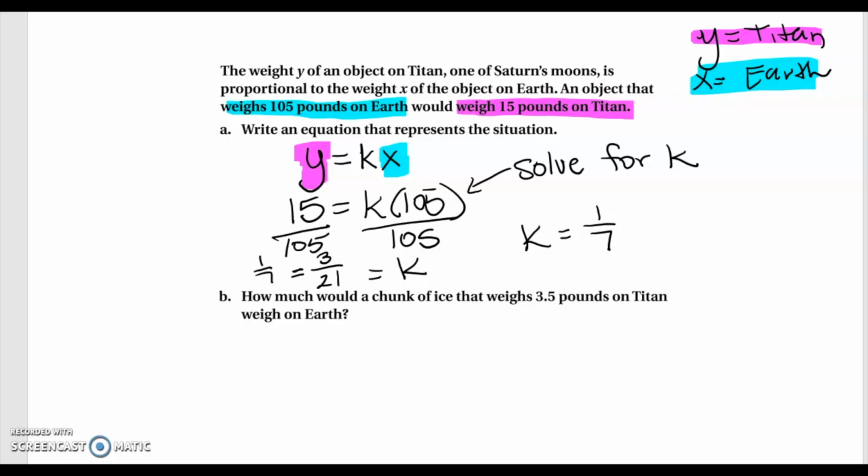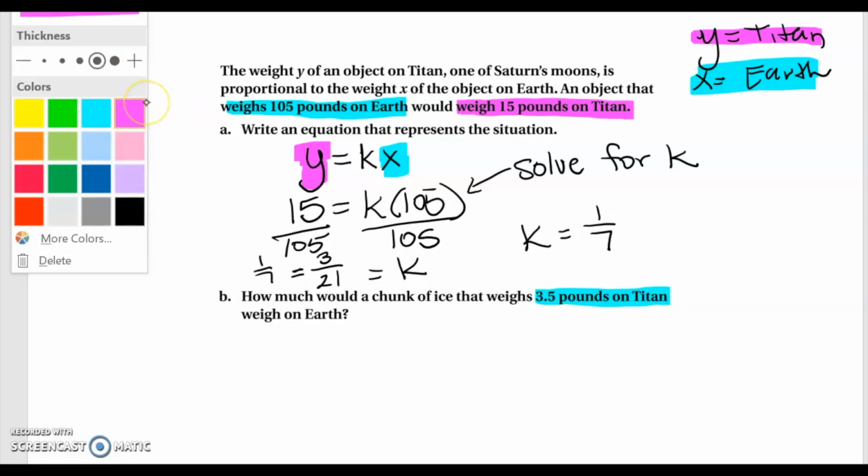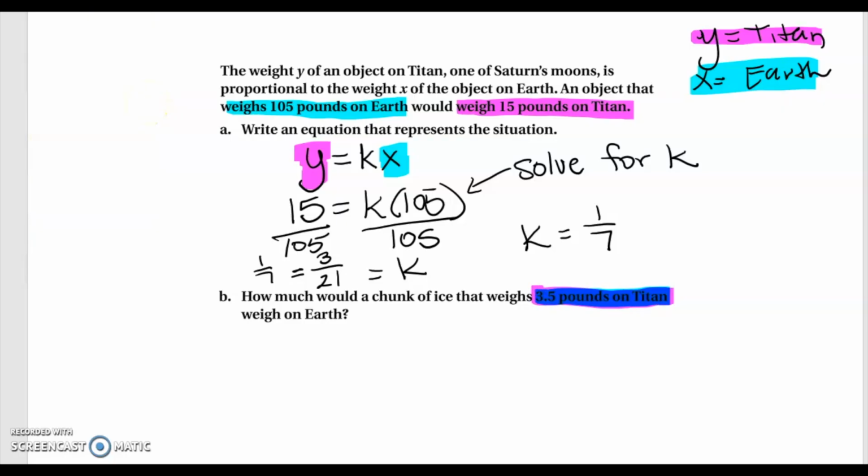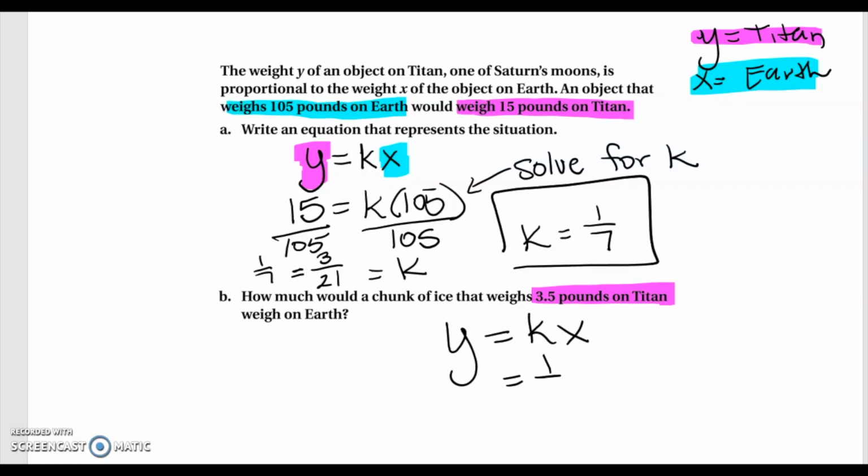Okay? Then it says, how much do you think a chunk of ice that weighs 3.5 pounds on Titan would weigh on Earth? Oh, I'm going to do that in pink because I want to keep all of Titan in pink. So let me erase really quick. So Titan is in pink. So this is Titan. So I go right back to my equation, y equals kx, but now I know k. So in place of k, I plug in 1/7. And I also know y because it told me the weight on Titan, 3.5. So now I'm solving for x.